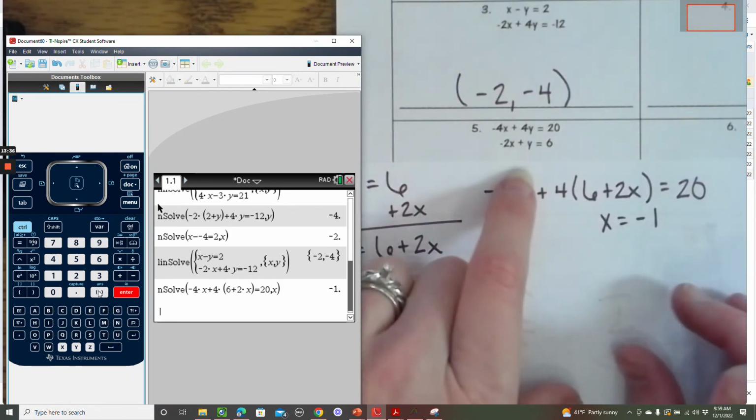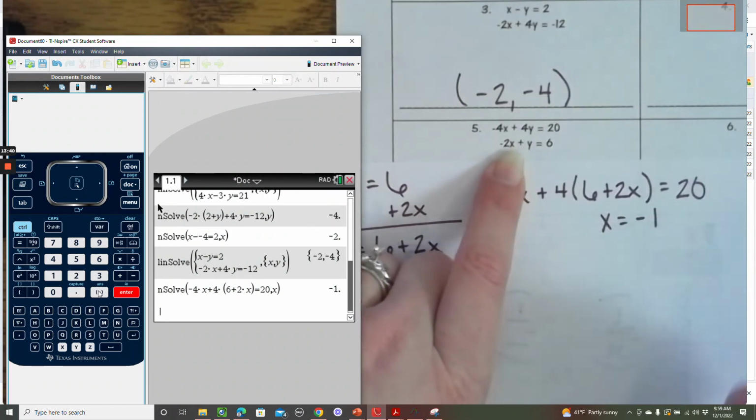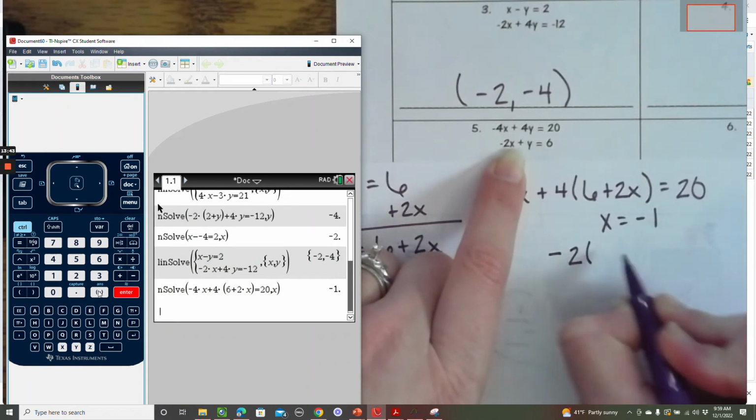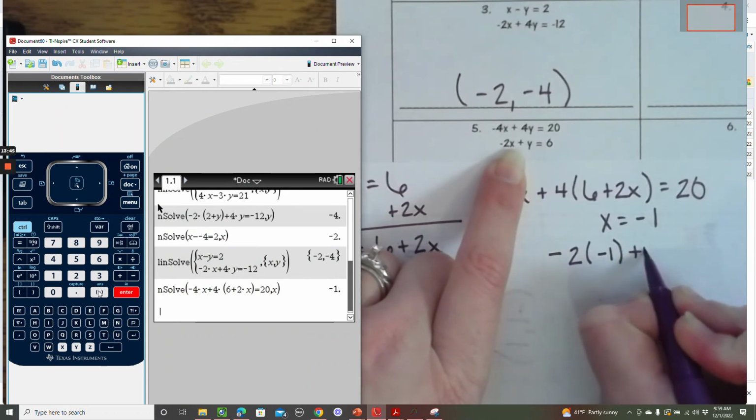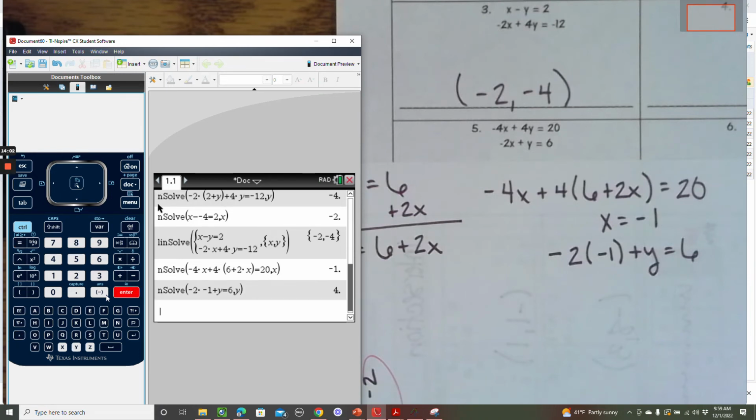That's one answer. So then I go back down to that second one again, and instead of an x, I'm going to put a negative 1. So instead of the x, I put a negative 1. And then I do menu 3-1 again. Negative 2 times negative 1 plus y equals 6, comma y. Sorry, it keeps freezing on me. There it goes. Y equals 4.